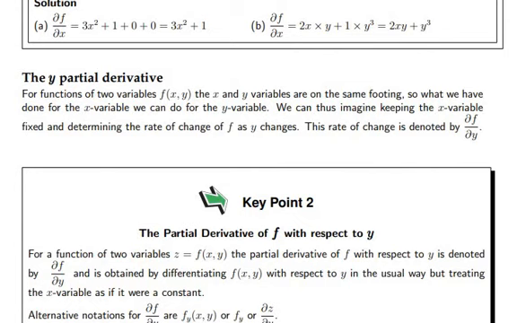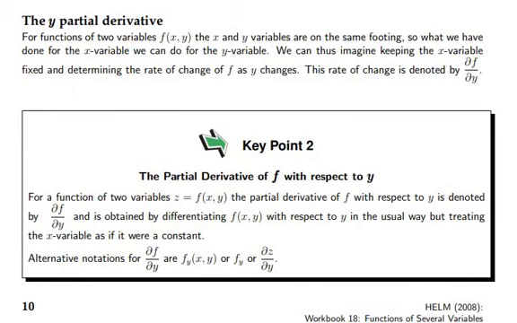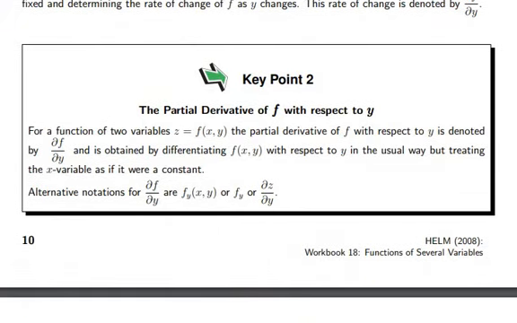What is the main key point here? How can I define the partial derivative of f with respect to y? For a function z equals f of x, y, the partial derivative of f with respect to y is denoted by del f by del y, and is obtained by differentiating f of x, y with respect to y in the usual way, treating the x variables as if they were constant. Alternative notations are del f by del y, or f suffix y of x comma y, or f y, or del z by del y.